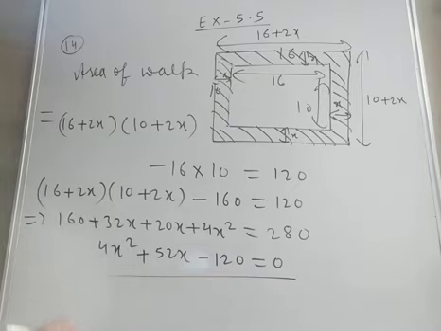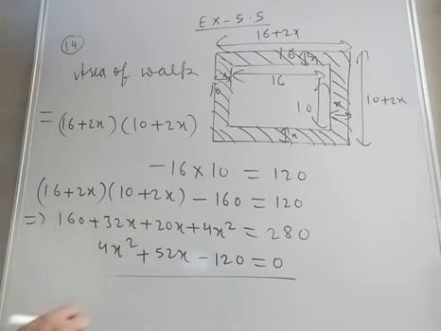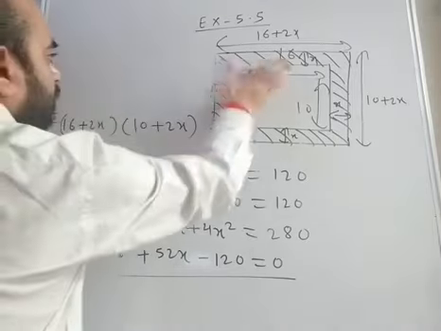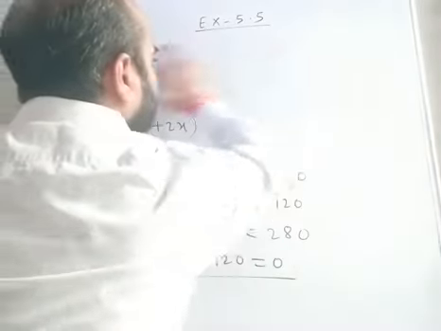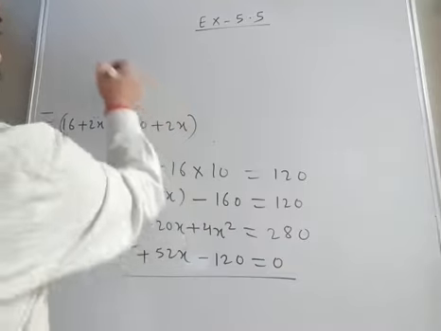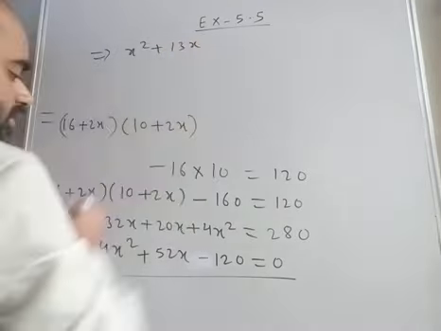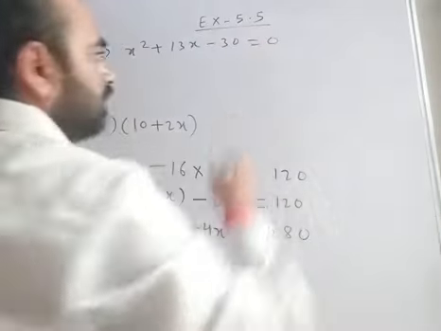Now again, throughout 4 is common, we can divide, then what is left? Throughout 4 is common, what is left? x² + 13x - 30 = 0.